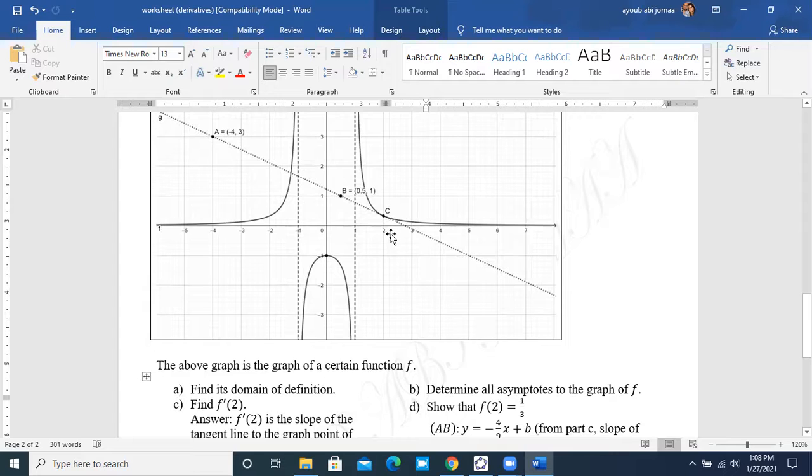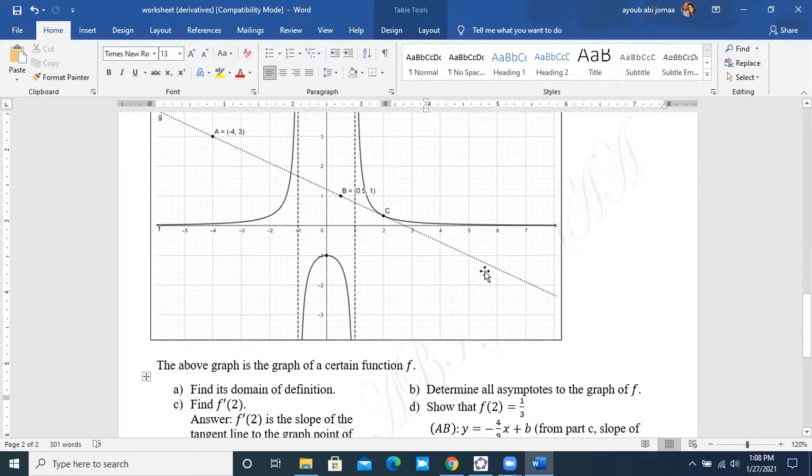Here the point is that we don't have the coordinates of point C. If you have the coordinates of point C, then simply we can find f of 2, because you know that any point on the graph has coordinates x, f of x. The y coordinate of the point is the value of f. Right? But here I don't have the coordinates of C. I need to find it. And if you find the coordinates of C, then you can find f of C.